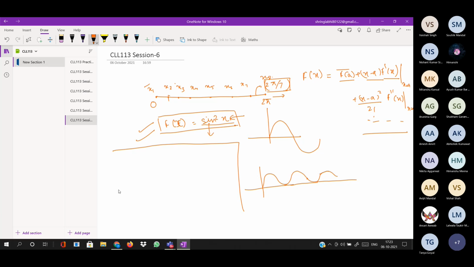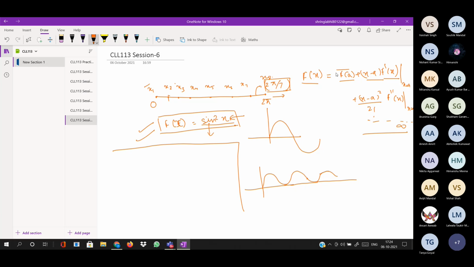Yeah. So here, by Taylor's theorem, this is Taylor's theorem. Everybody knows it, right? Is there a problem in this? No, no. So Taylor's theorem is f(a) plus (x minus a) times f dash x at x equal to a, plus (x minus a) whole square divided by 2 factorial times, and so on. I will not repeat it again.